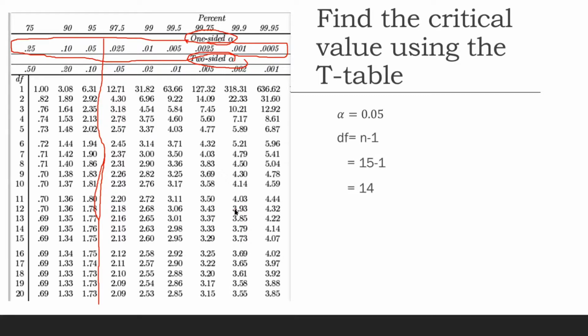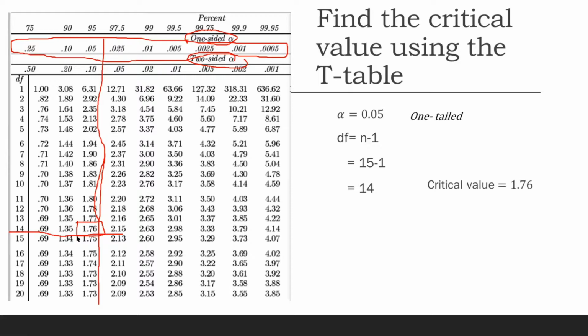Next natin is to find what is the degree of freedom. So, the degree of freedom is equal to n minus 1 and our n is 15. So, yung n natin ay 15. Therefore, 15 minus 1 is equal to 14. So, yung degree of freedom natin ay 14. So, this is the 14 and then nag-intersect siya sa ating 1.76. So, therefore, the critical value is 1.76.